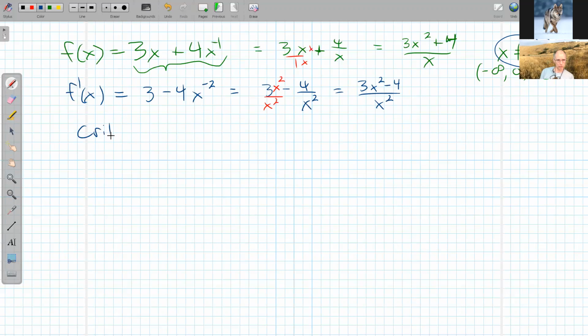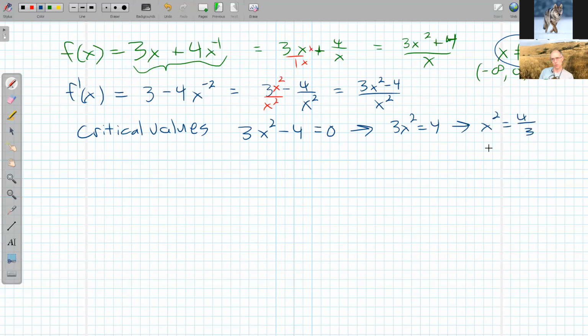So for critical values here, we just set the numerator equal to 0. So 3x squared minus 4 equals 0. So 3x squared equals 4. X squared equals 4/3. So x equals plus or minus the square root of 4/3. And we could rationalize the denominator, I guess. So that would be 2 over the square root of 3, multiply top and bottom by square root of 3. So that would be plus or minus 2 square roots of 3 over 3. So that's the rationalized version. This is the unrationalized. They're both okay.